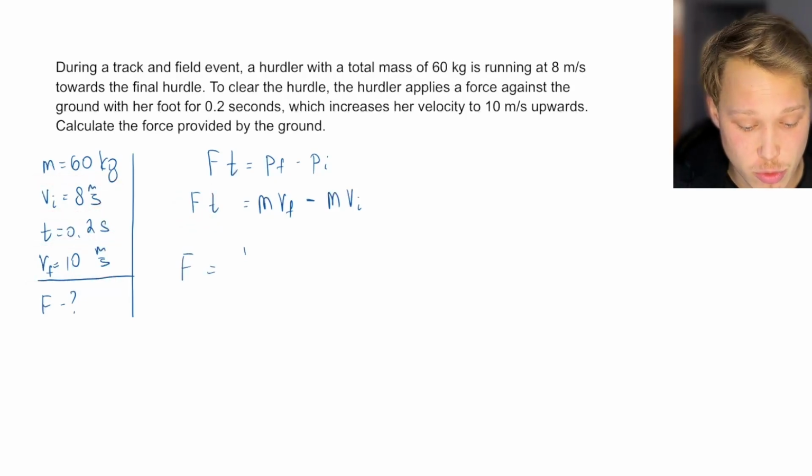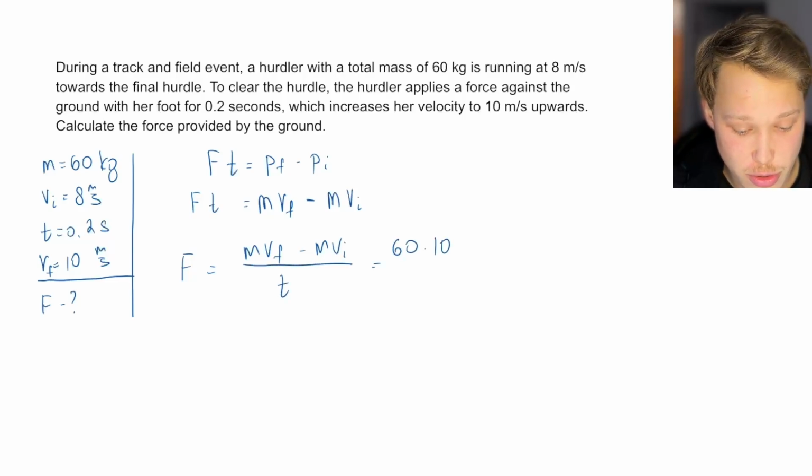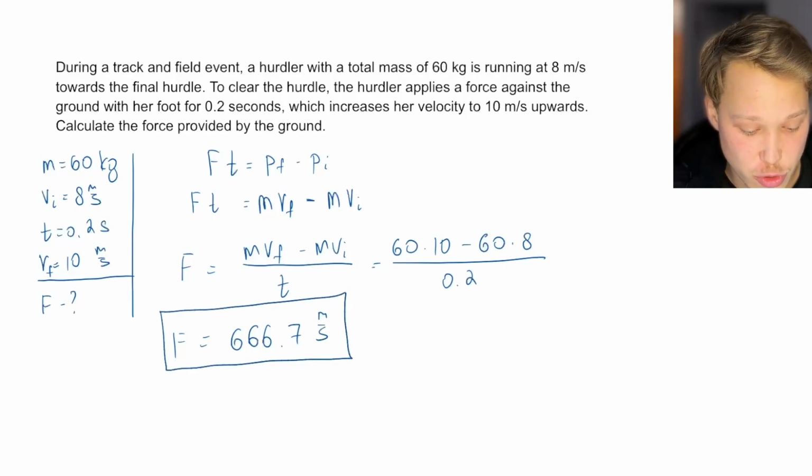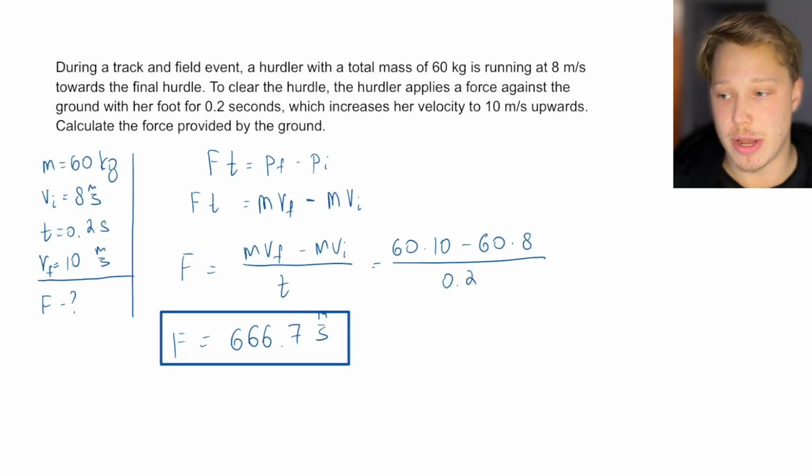So F is equal to mv final minus mv initial, divide both sides by time, plug in our values for mass and for initial and final velocities, the time, and we'll find that the force is equal to 600. We have 3 6s, lucky number, and that's going to be our final force.